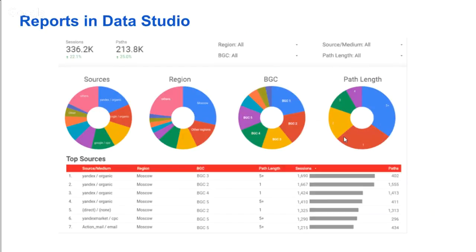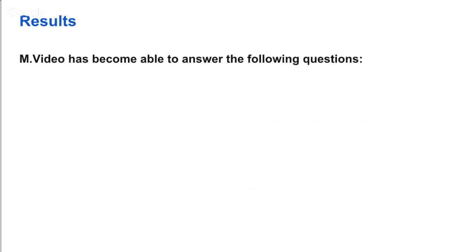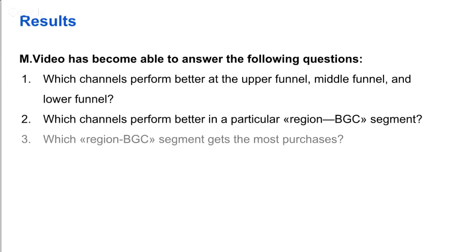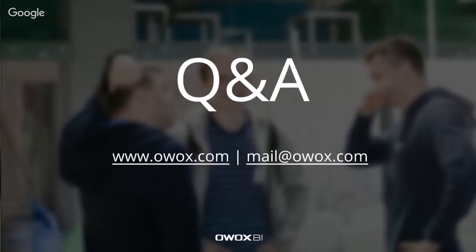Why was it so important for MVideo to segment purchases by business group of categories and regions? It depended on the internal structure of their business. Every department was responsible for some business group of categories, which is why they wanted to see clear KPIs for every department. I think we've talked through the results on the Google Data Studio report.